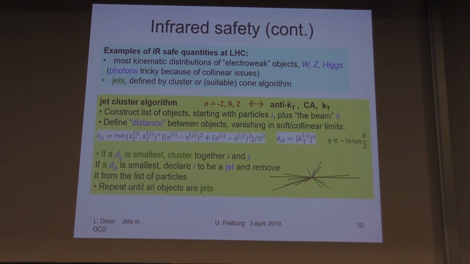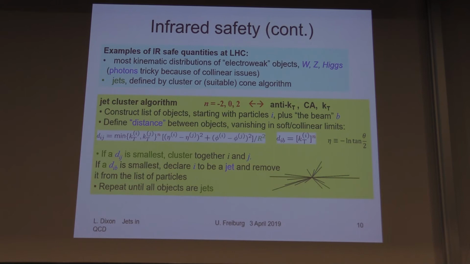There are different kinds of algorithms, but the one used at the LHC is a cluster algorithm. And the idea is that you start with a list of objects, which ideally would be particles. In practice, they would be calorimeter clusters and maybe tracks in some cases. And then you also add the beam to the list. And then you define a distance between these particles and arrange that it vanishes suitably.